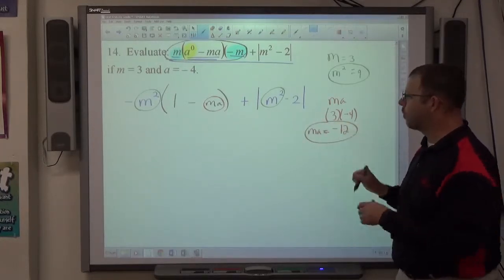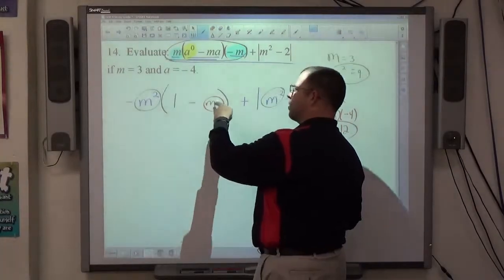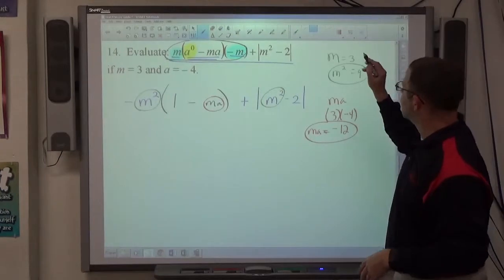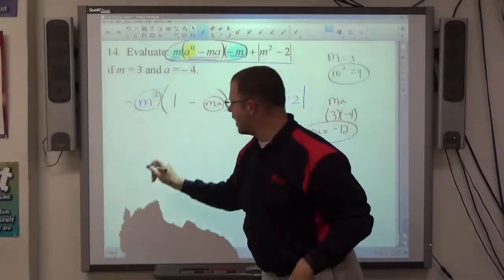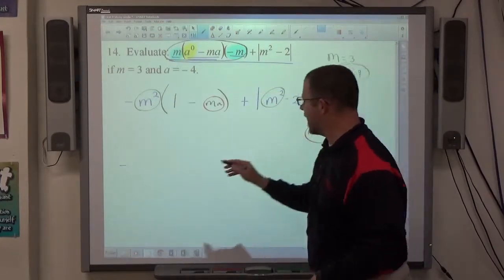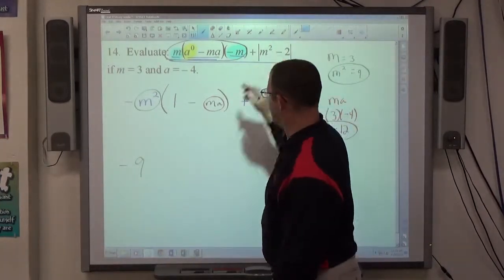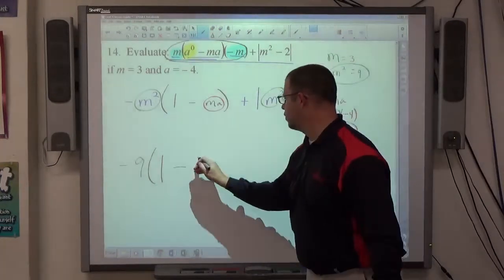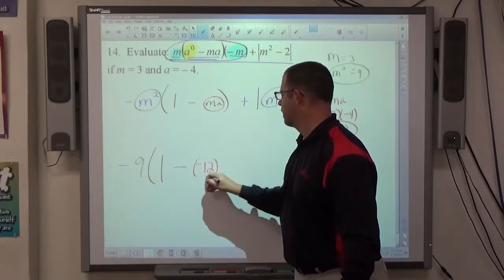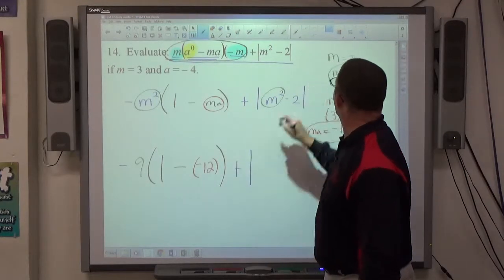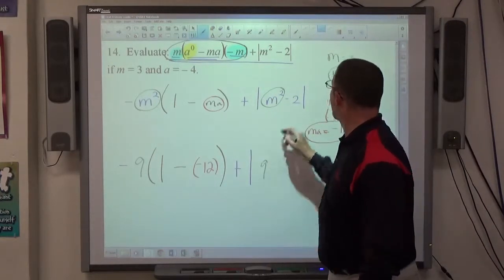So now instead of replacing this with a 3 and this with a 3 and a negative 4 and that with a 3 and then squaring and multiplying and all that other stuff, I can just come over here. This says negative, I put negative. Then it says m squared, which is 9, parentheses 1, minus, and it says ma, which equals negative 12, plus the absolute value of m squared, which equals 9, minus 2.